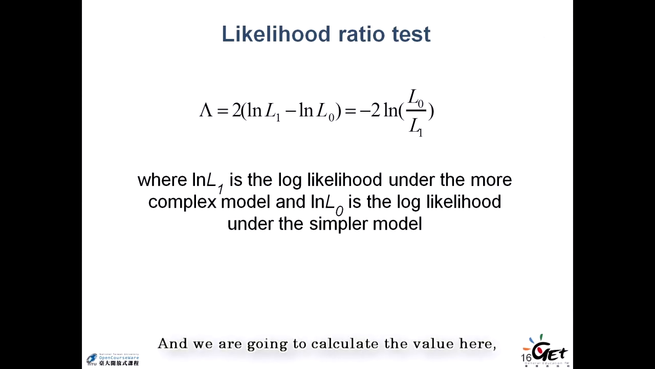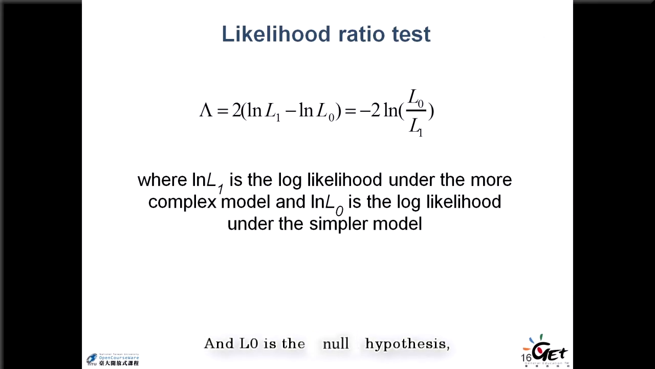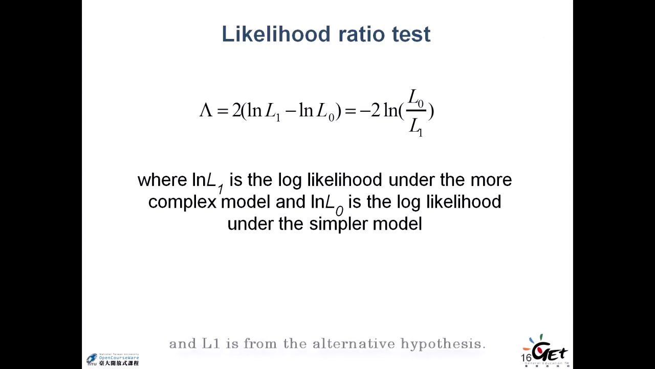We are going to calculate the value here, log L1 minus log L0. L0 is the null hypothesis, and L1 is from the alternative hypothesis. In this case, it will be tree 1 and tree 2. We want to evaluate whether one tree is better than the other. Sometimes you can calculate a lot of things. This is basically called hypothesis testing.